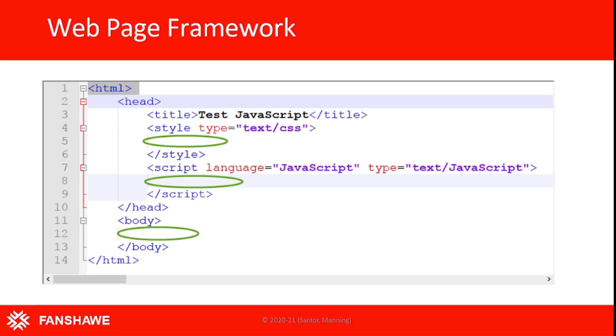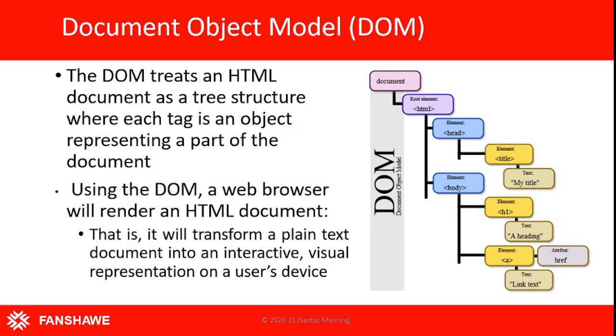So you look at the framework here. There is, of course, the HTML. The head will be there. The body is where you're going to put the body of your content. We have the concept of the document object model, or DOM. The DOM treats an HTML document as a tree structure where each tag or object represents part of the document. You have the hierarchy here on the right side of your screen.